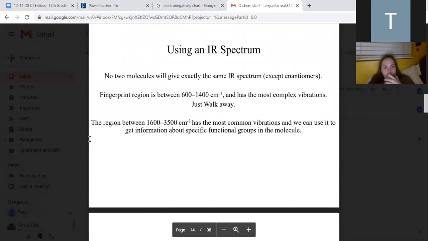No two molecules will ever give you the same IR unless they're enantiomers. This is a big thing. The fingerprint region, anything between 600 and 1400, so basically the far right of our spectra, ignore it. You'll never be able to pull anything out because it's so complicated. So many things are happening there. When we actually look at the spectra, we're going to get most of our information between 1600 and 3500. It'll make sense once you see the spectra.